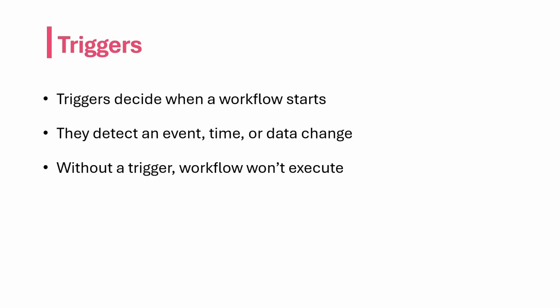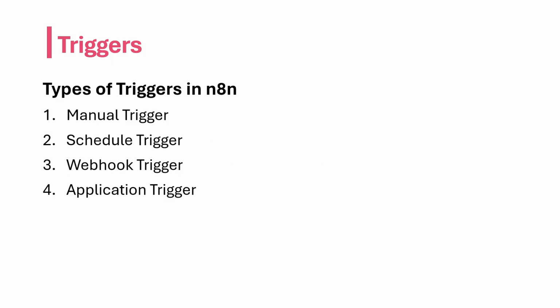Now we'll see the types of triggers. There are four main types of triggers in n8n. First is the manual trigger, which is used for testing. Second, the schedule trigger, for time-based automation. Then the webhook trigger, for receiving external data. And the application trigger, for events coming from connected apps like Google Sheets or Gmail. Let's check each one practically.